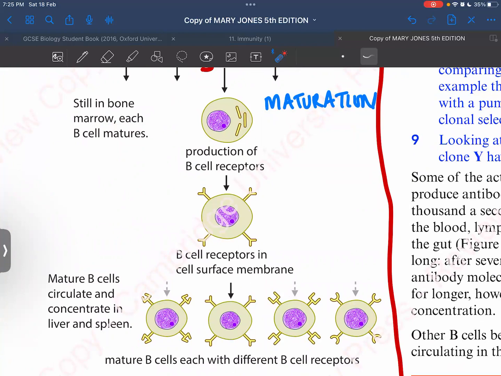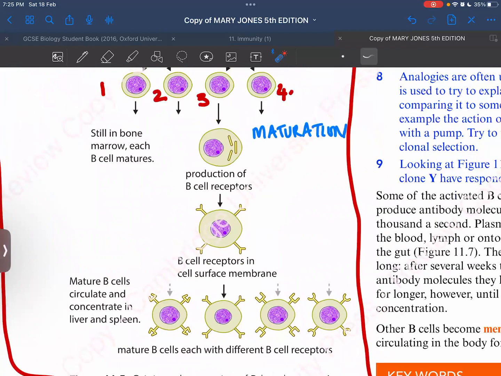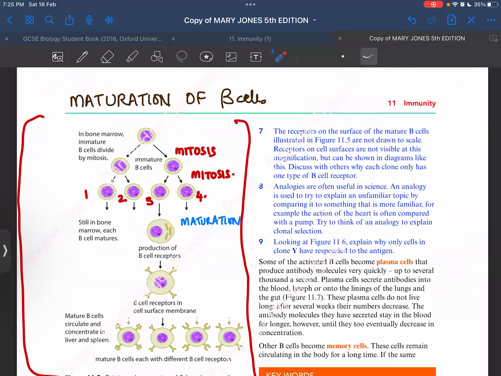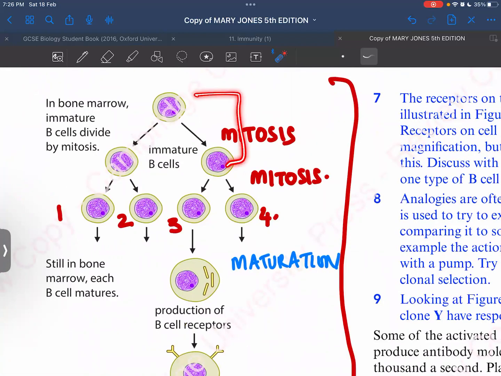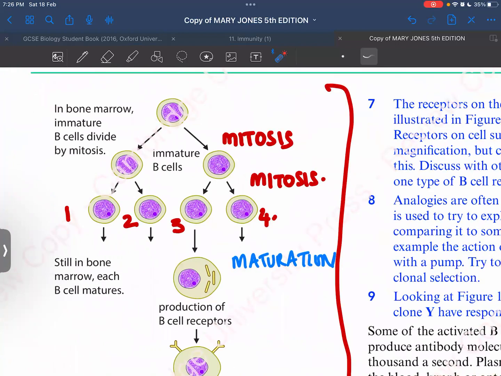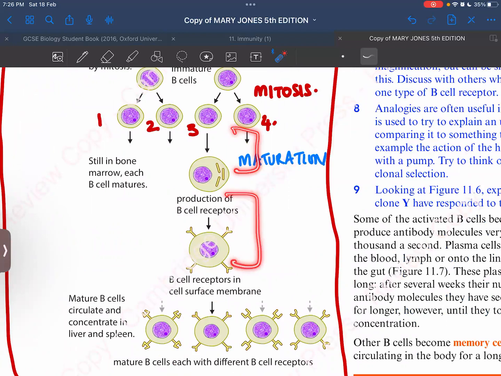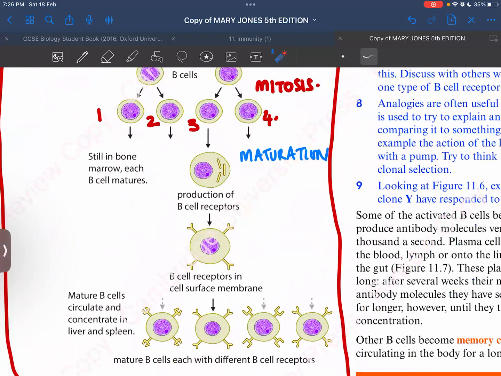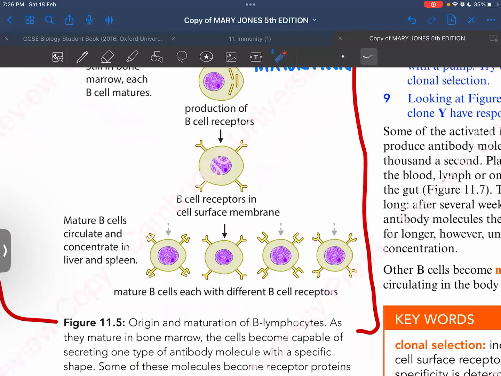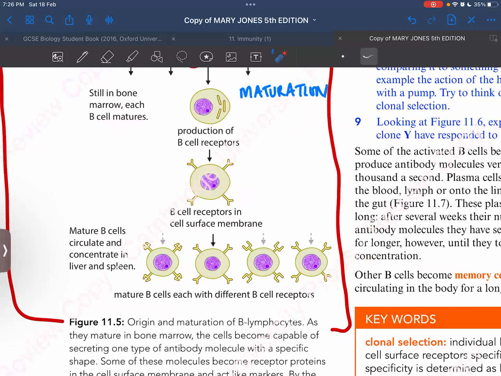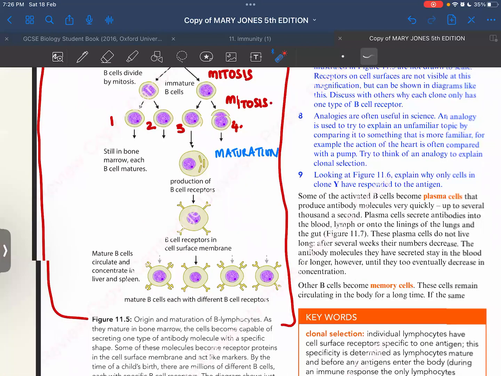Okay? Alright. What is expected from you in exams is that you will be given these stages, and you have to tell what is happening between this and this. Mitosis, maturation, and then of course different varieties, mature cells each with different B cell receptors, right? Alright. Let's go back.